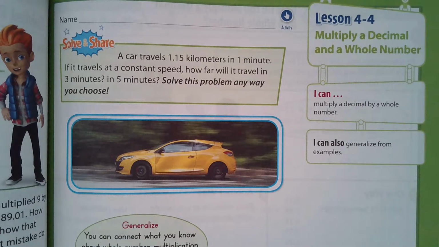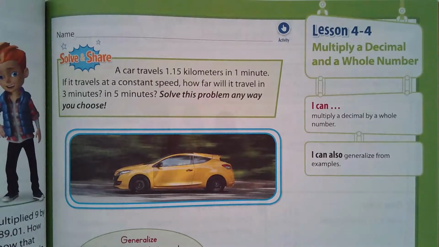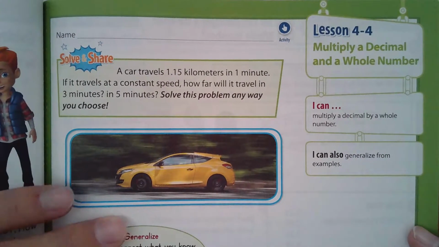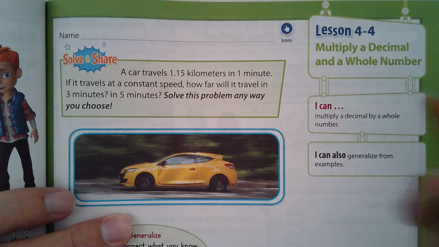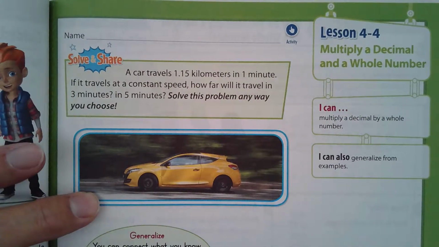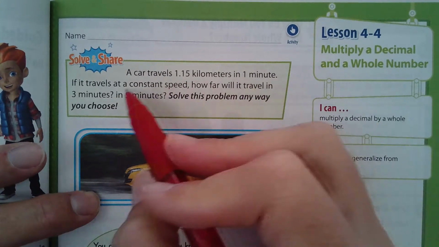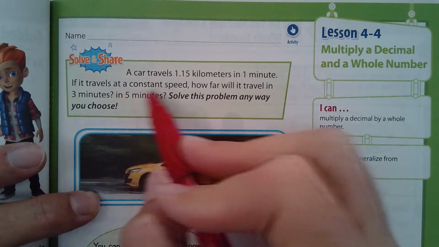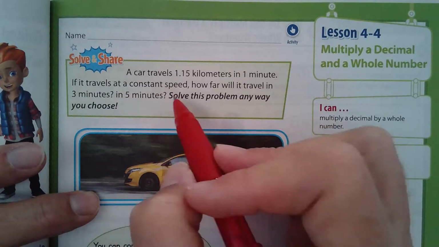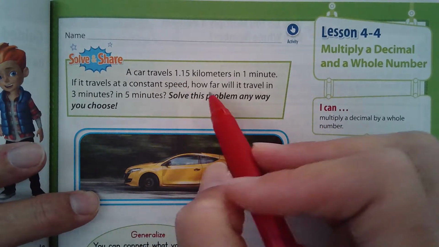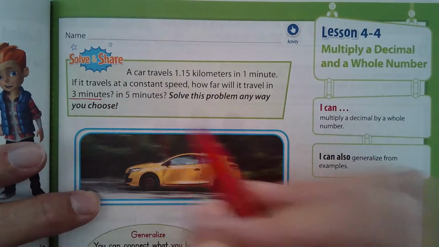So we're in 4-4, page 141, multiplying a decimal by a whole number. We've been talking about that for a couple days here, and so here's the solve and share. It says a car travels 1.15 kilometers in 1 minute if it travels at a constant speed, and what they mean by that is the speed doesn't change. How far will it travel in 3 minutes, and then in 5 minutes?